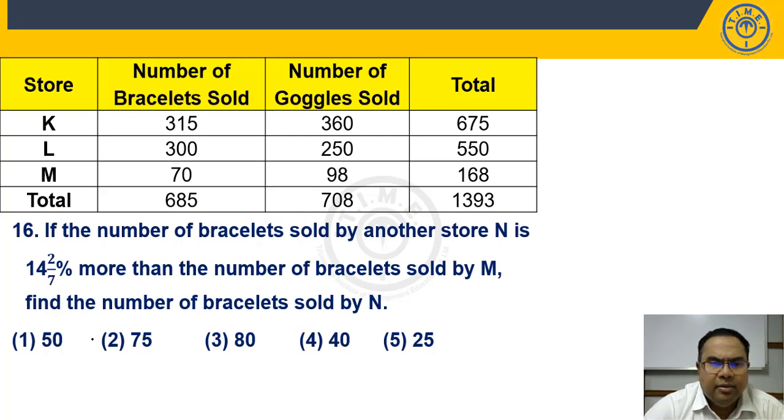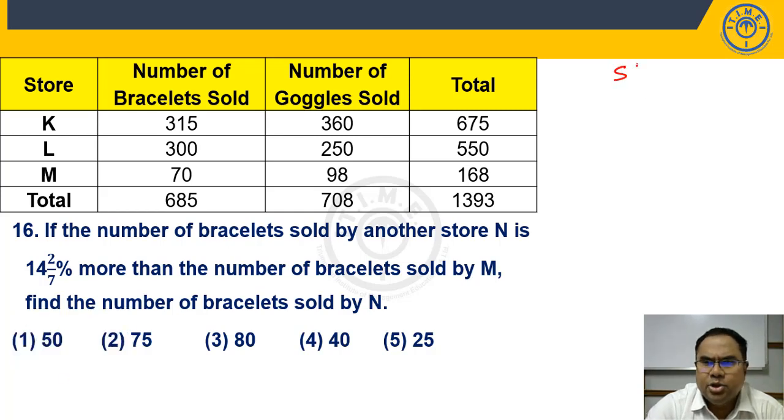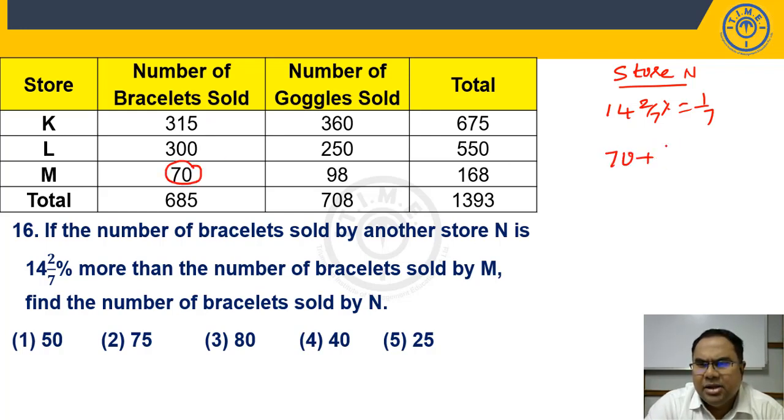Find the number of bracelets sold by another store N, if the number of bracelets sold by another store N, we don't have information about N, store N is given. Number of bracelets sold by another store N is 14 2 by 7%. 14 2 by 7% means 1 by 7 more than bracelets sold by M. What are the bracelets sold by M? 70. So, it is 70 plus 1 by 7 of 70, 10 more. 70 plus 10, it has to be 80 bracelets sold by N.